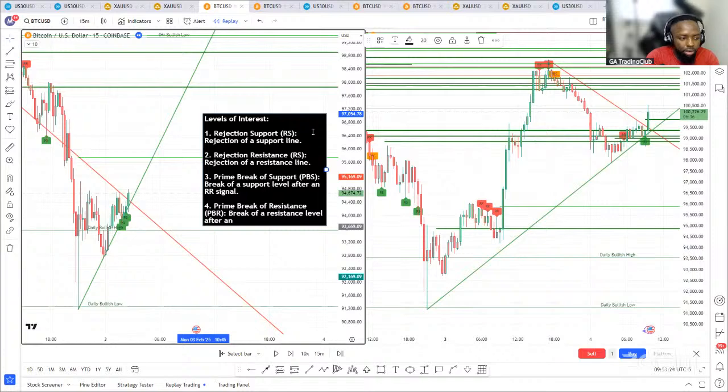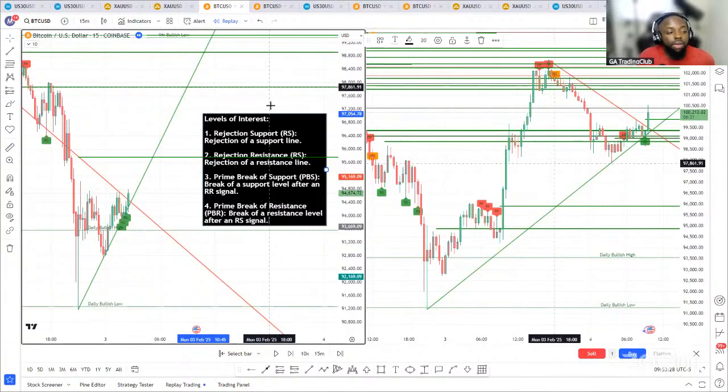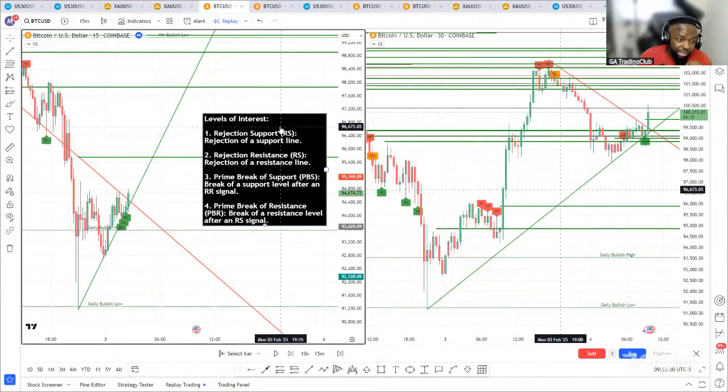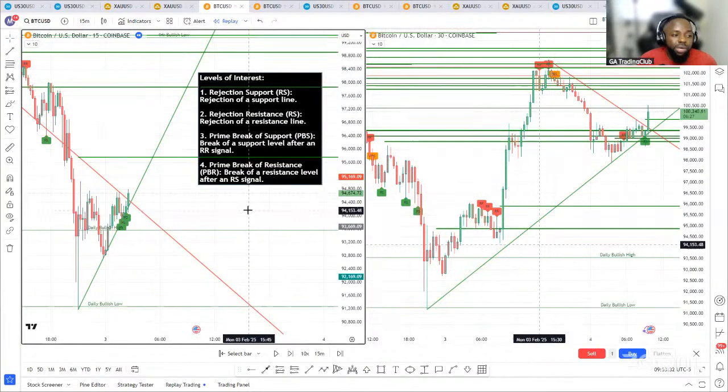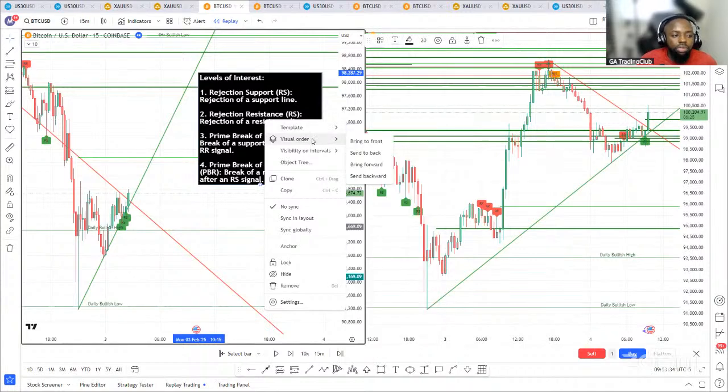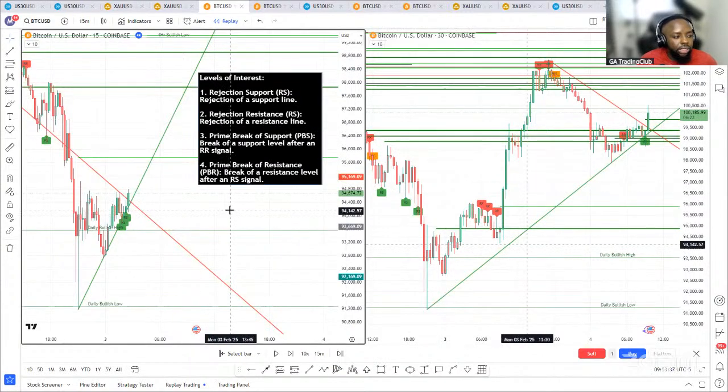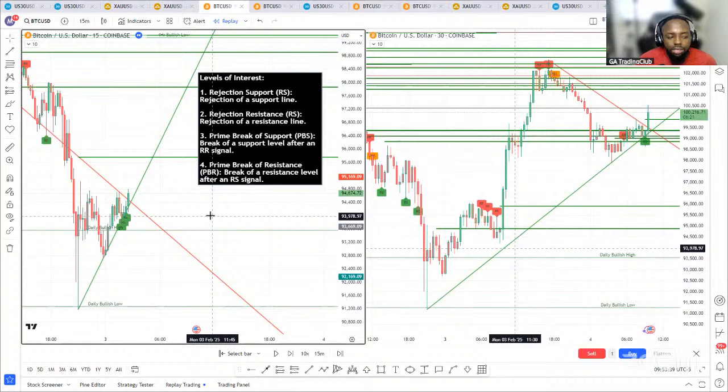Now, for these entries, if I was a London or Asia session trader, this is pretty much the strategy that I would be looking to take. The good thing about this strategy is that it's ideally a reversal pattern, and most of the reversal patterns start during the Asia session, or right before London.